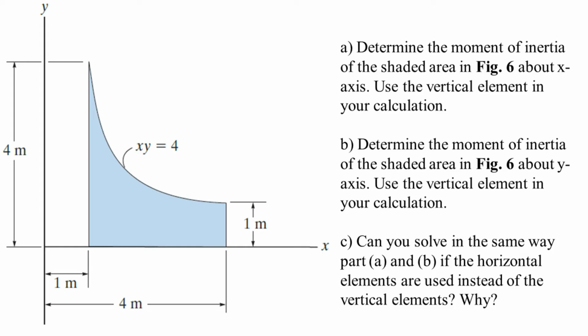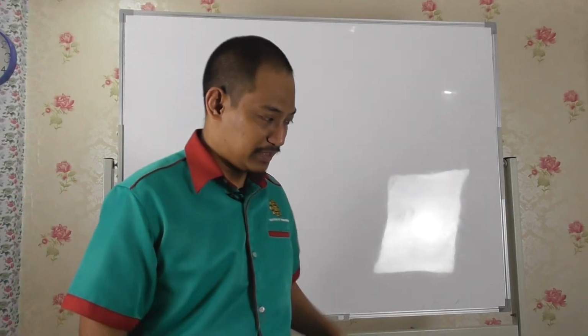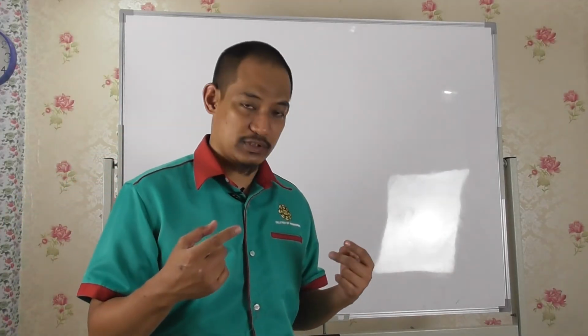Part A: Determine the moment of inertia of the shaded area about the x-axis. Use the vertical element. Second, determine the moment of inertia of the shaded area about the y-axis. Use the vertical element as well. Part C: Can you solve the same way as parts A and B if horizontal elements are used instead of vertical elements? Why?